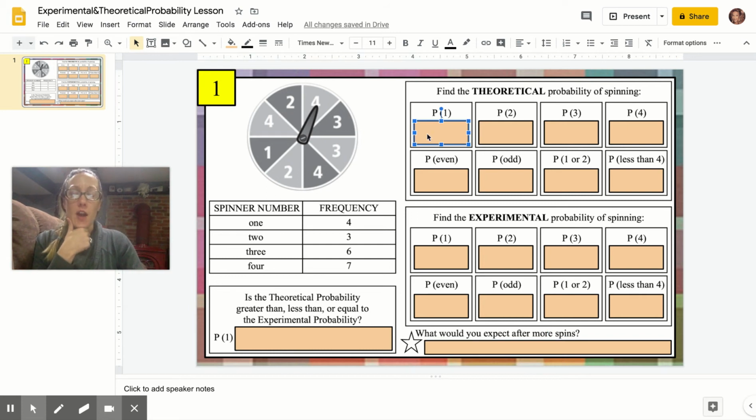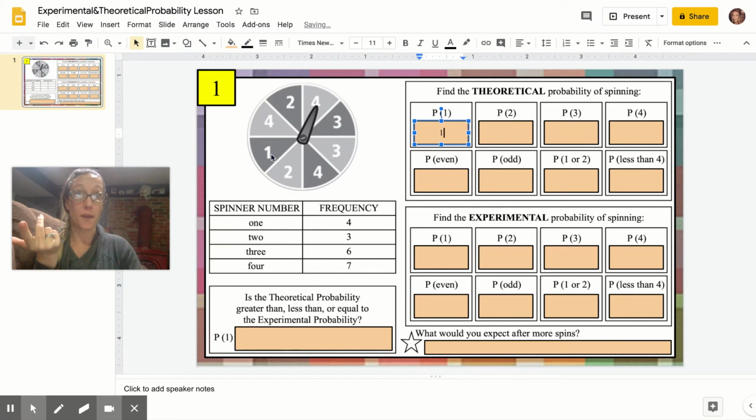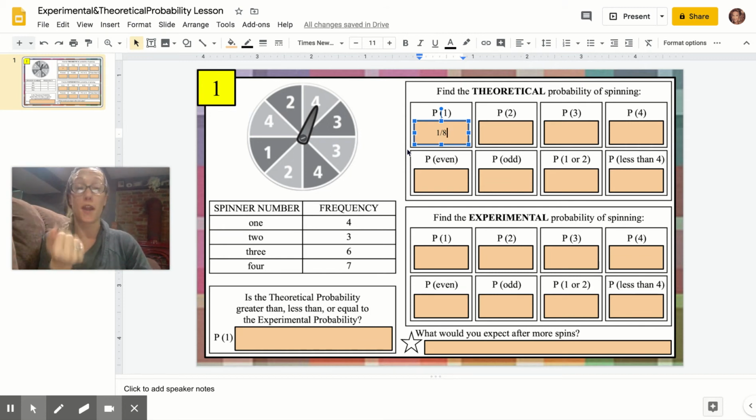I need to figure out, before I do anything, what is the probability of this spinner landing on 1? So how many 1s are on here? 1. So that's my numerator in my fraction. How many total spaces are there? Let's say 1, 2, 3, 4, 5, 6, 7, 8 spaces. That's my denominator in my probability fraction. So the probability of getting 1 is 1 out of 8.